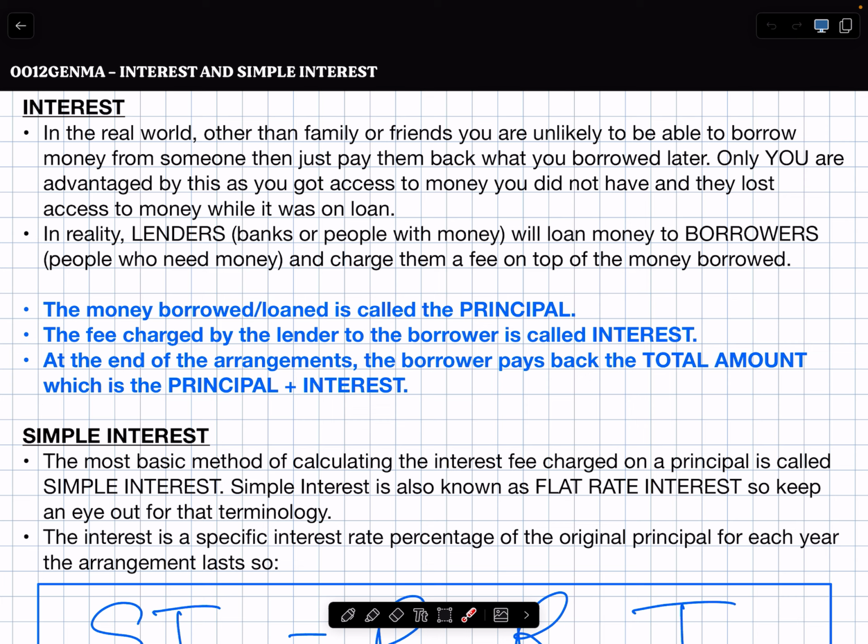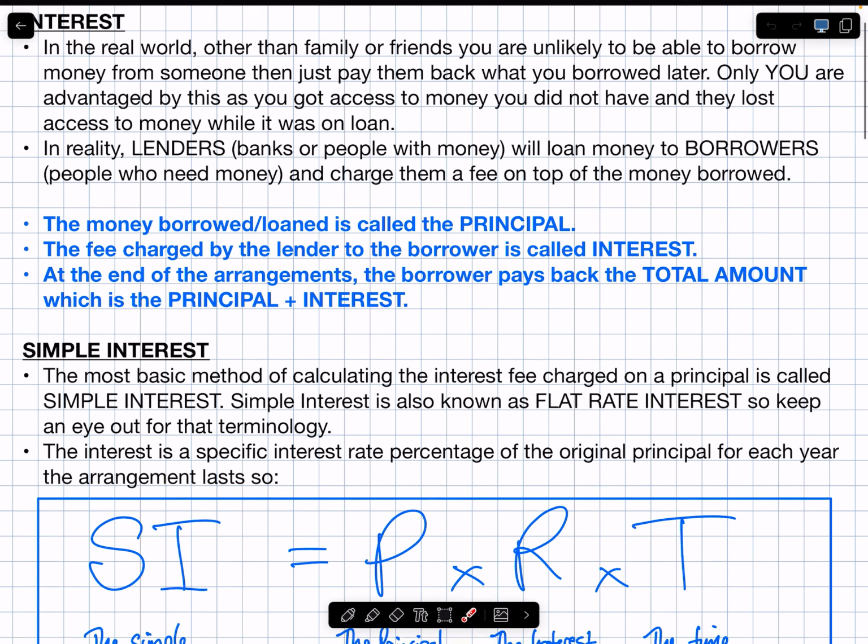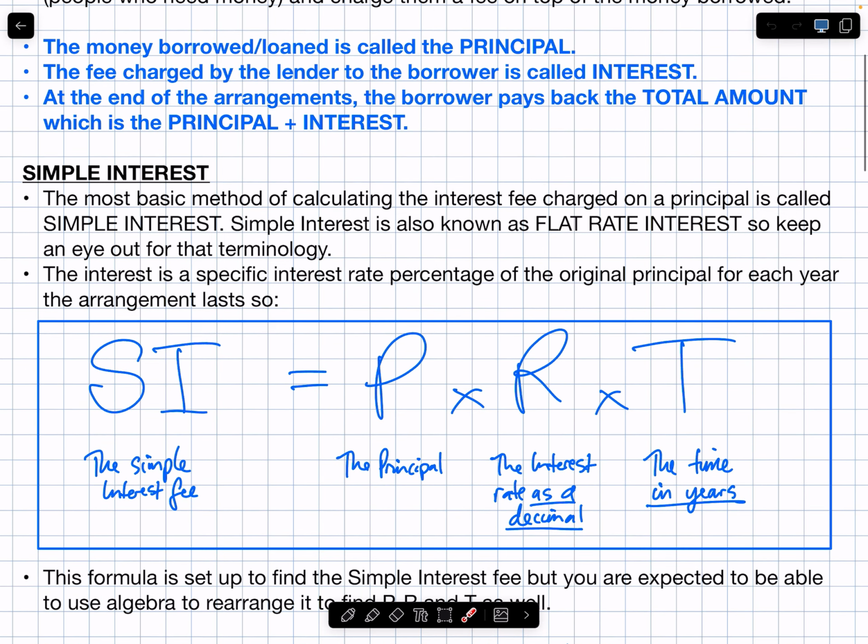So you're buying something for the principal, but it's going to cost you more. Why? You didn't have the money in the first place. That's how the world works. So the first type of interest that we deal with is called simple interest. It's the most basic method of calculating interest fee charged on a principal. It's sometimes also called the flat rate interest, so please keep an eye out for that terminology.